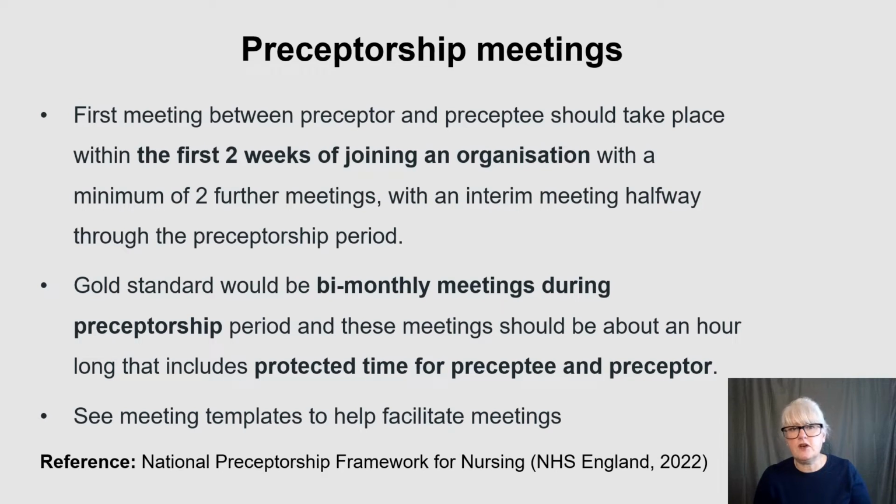Preceptorship meetings: the first meeting between a preceptor and preceptee should take place within the first 2 weeks of joining an organisation, with a minimum of 2 further meetings, with an interim meeting halfway through the preceptorship period. So at the beginning, the middle, and then at the end of the preceptorship period, be it 6 months or a year. The gold standard, though, would be bi-monthly, twice-monthly meetings during the preceptorship period.